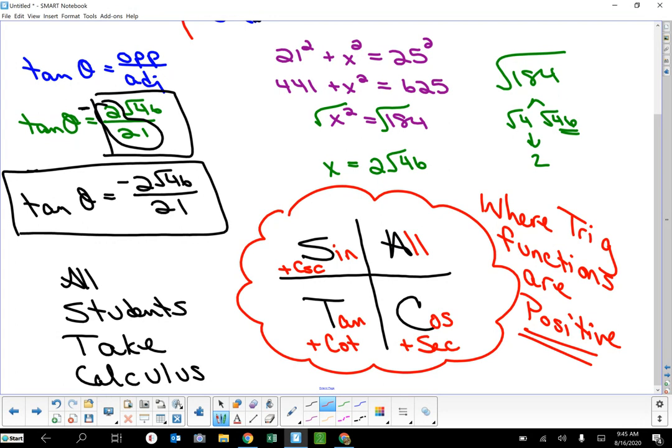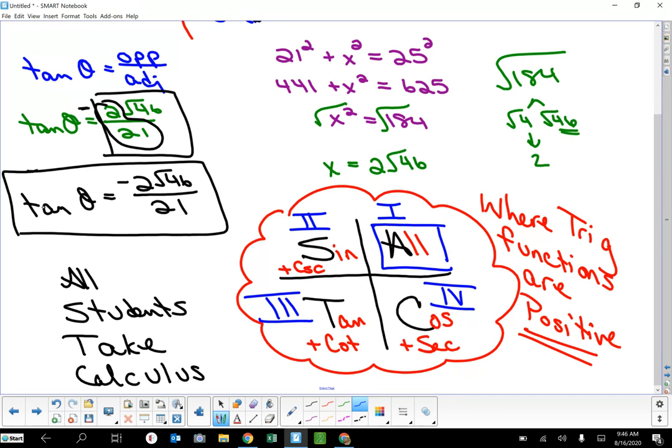So they all have two quadrants in which they're positive, right? If you want to know where sine is positive, they're all positive in quadrant 1, all of them. So sine is positive in 1 and 2. And remember, quadrant 1, quadrant 2, quadrant 3, quadrant 4. So sine is positive in 1 and 2, cosine's positive in 1 and 4, tangent's positive in 1 and 3, and then you've got your reciprocal functions in there as well.